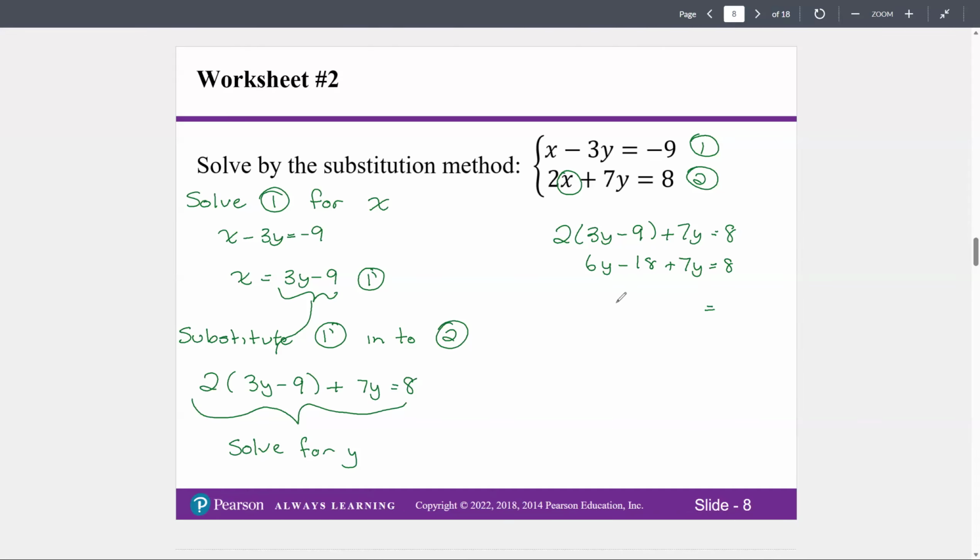If we combine this, this is going to be 13y minus 18 equals 8. If I add 18 to both sides, I get 13y equals 26. And we get that y is equal to 2.